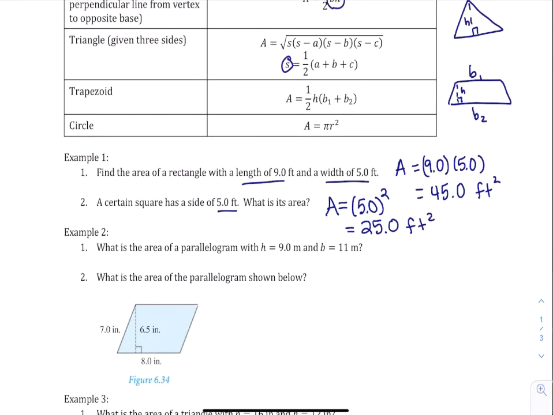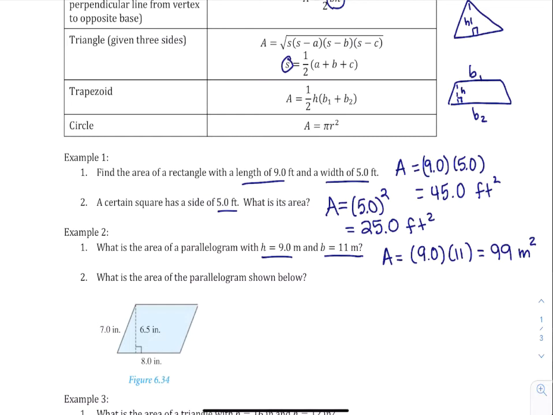If we have a parallelogram with height 9 meters and base 11 meters, the formula is simply the base times the height. And so we'll have 99 square meters.